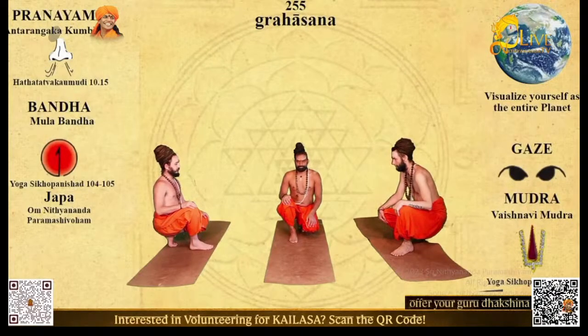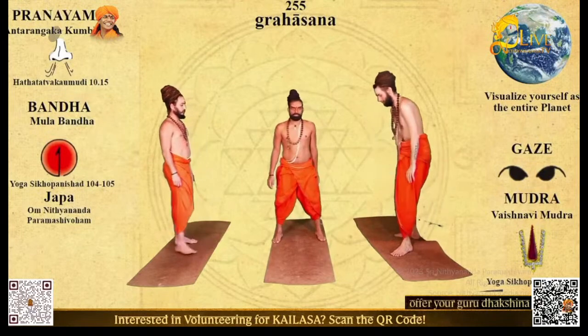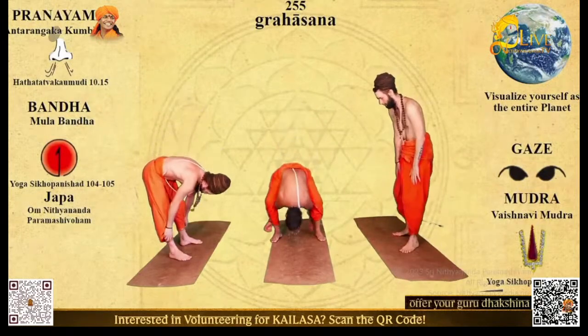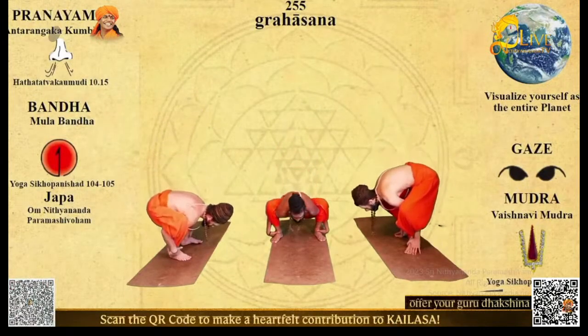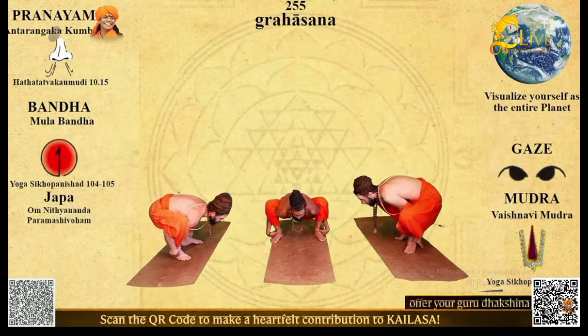Next up is Grahasana. Now squat with your feet flat on the mat. Bring your elbows underneath the thighs and wrap your hands around the shins as you hold onto your ankles from the outside. Visualize yourself as the entire planet.